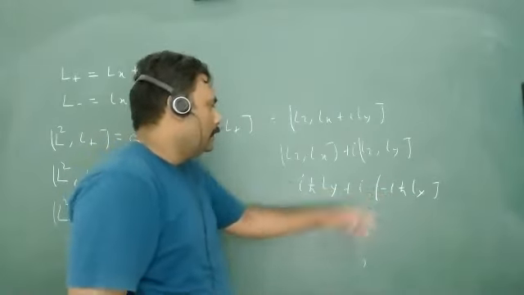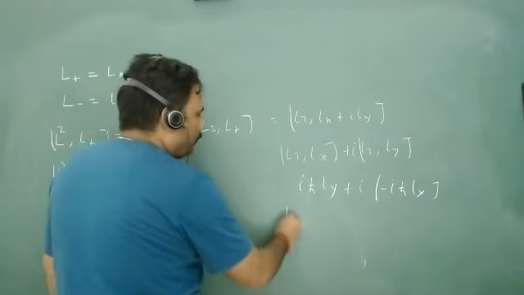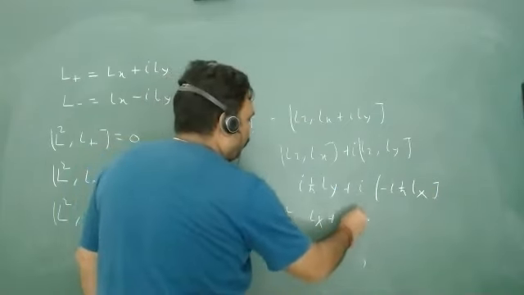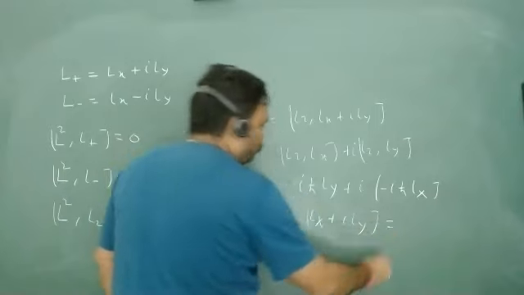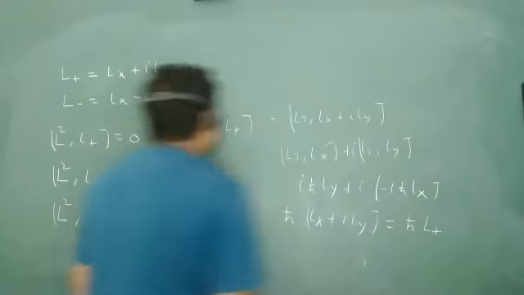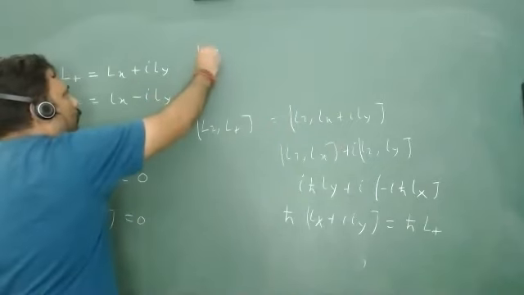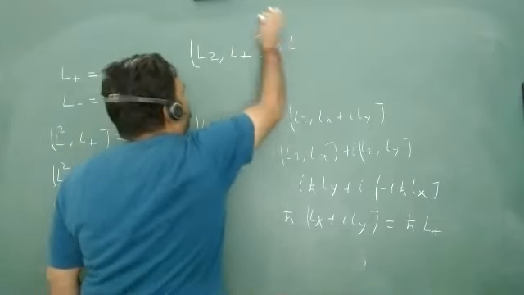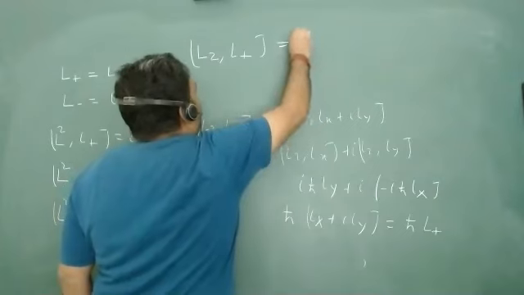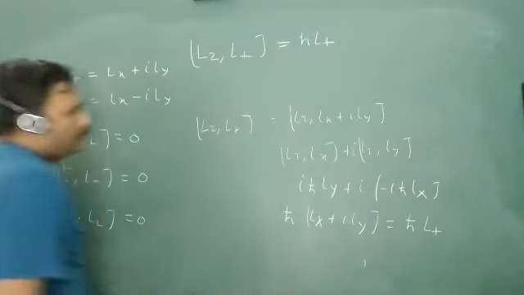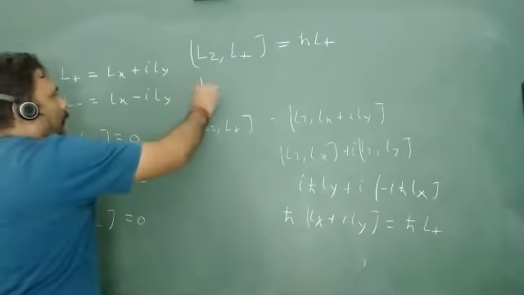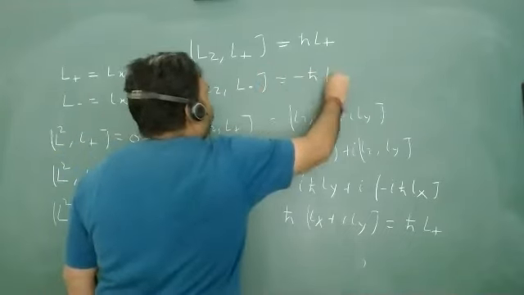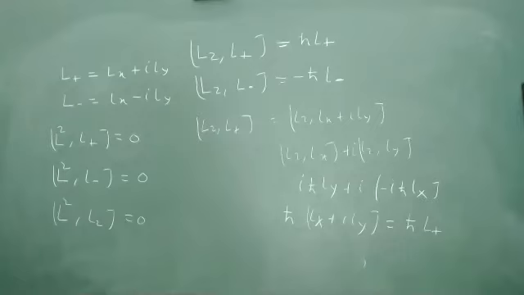So minus times minus is plus. So minus i h cut Lx times i. So what we have? We have h cut Lx plus i Ly. What is this thing? This thing is h cut L plus. So you have one very interesting concept. The commutator of Lz and L plus is h cut L plus. Similarly, you can figure it out that the commutator of Lz and L minus is minus h cut L minus. You can easily figure it out the same way.